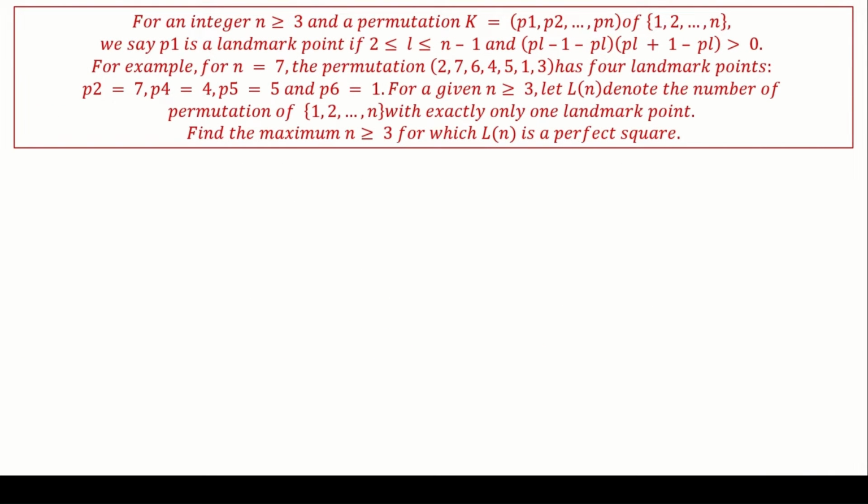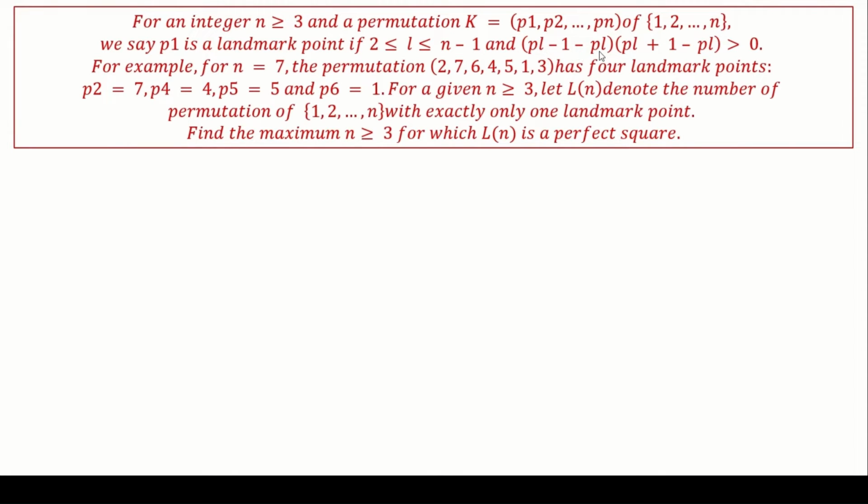Okay, next. The problem states that for an integer n greater than or equal to 3 and a permutation k equal to p1 to pn of 1 to n. So basically, there is a set from 1 to n. We say that pl is a landmark with the given condition. What is this condition?